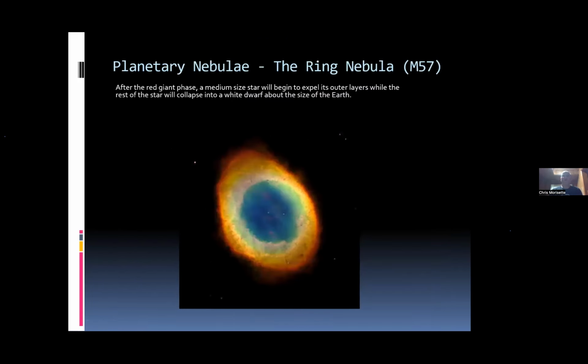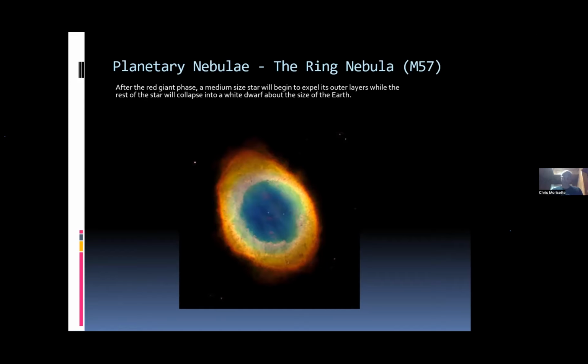And so this is a great example of a planetary nebula and a white dwarf, the Ring Nebula, M57. After the red giant phase, these stars will begin to shed or expel their outer layers of material, and that core of the star will collapse down into what they call a white dwarf. That white dwarf is roughly the size of our own Earth. A white dwarf is out of fuel. It's not fusing material or burning anymore, but it still is hot.